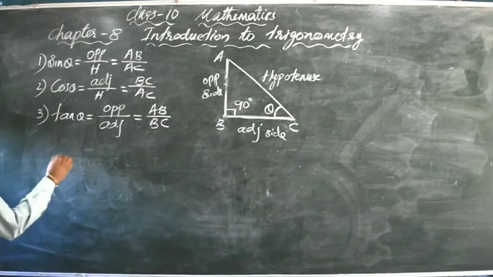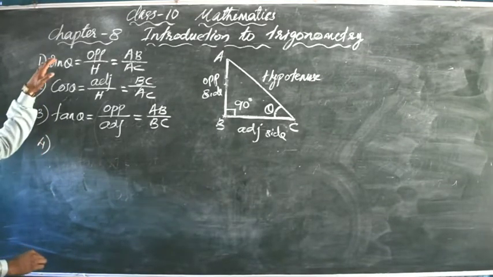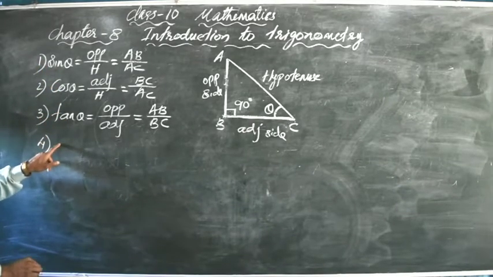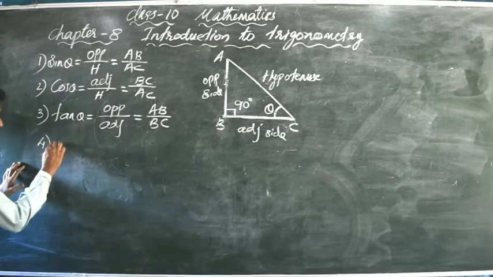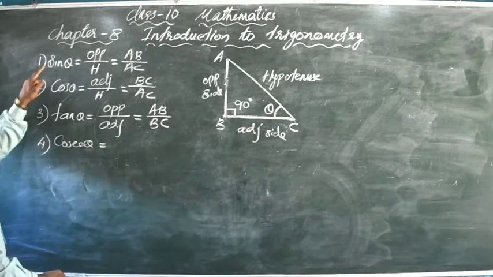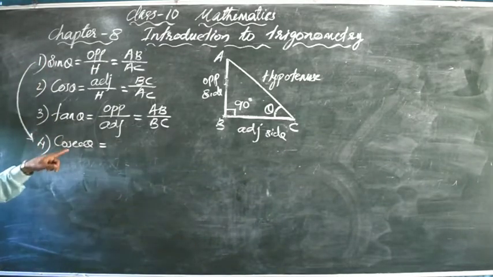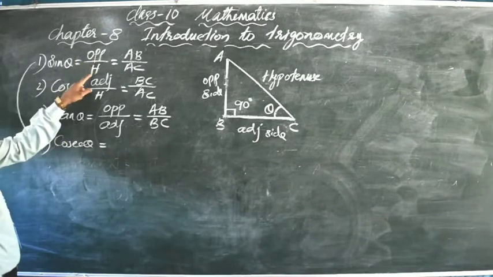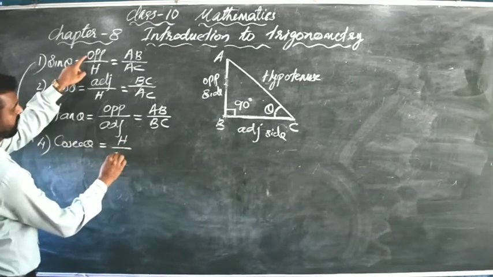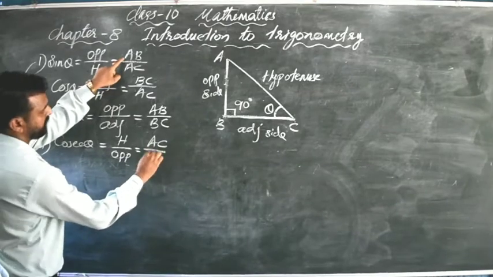Now next one. Fourth one, I told you that you have to remember the order. Sine, cos, tan. The fourth one is cosec theta. Cosec theta is the reciprocal ratio of sine theta. Sine theta is opposite divided by hypotenuse. So cosec theta will be hypotenuse divided by opposite side. That is equal to AC divided by AB.